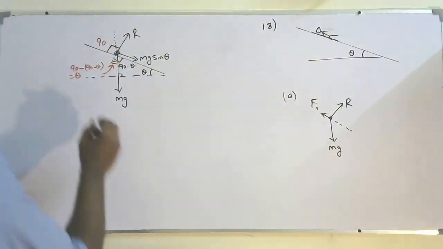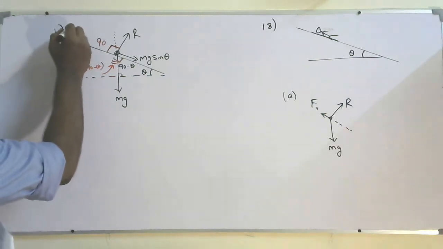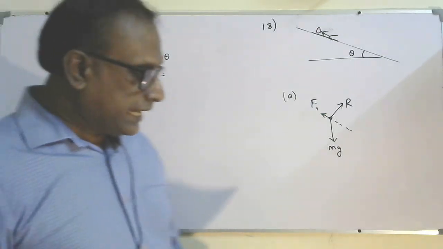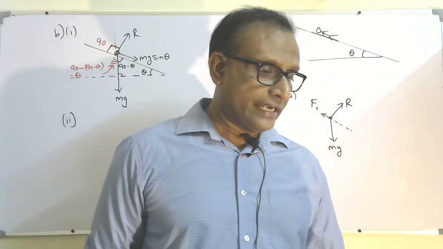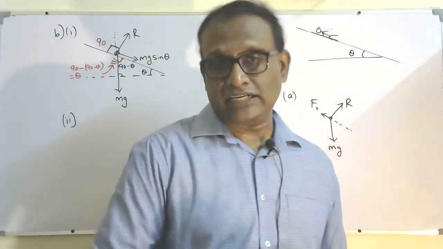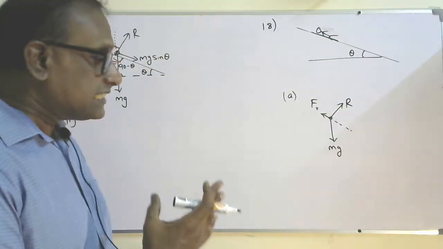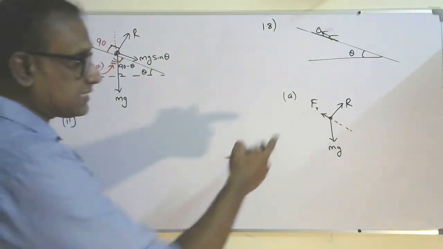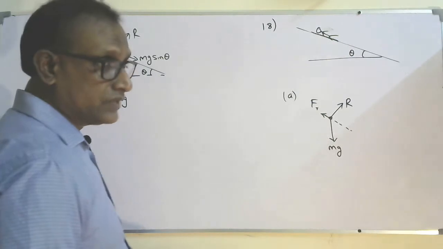So this is the B part, first part. I answered, it's independent of mass. B part, second part: Explain in terms of forces why the athlete reaches a maximum velocity. So maximum velocity means terminal velocity. I told you initially it does not depend on the mass. But what happens when the speed increases? I told you the drag force will increase.